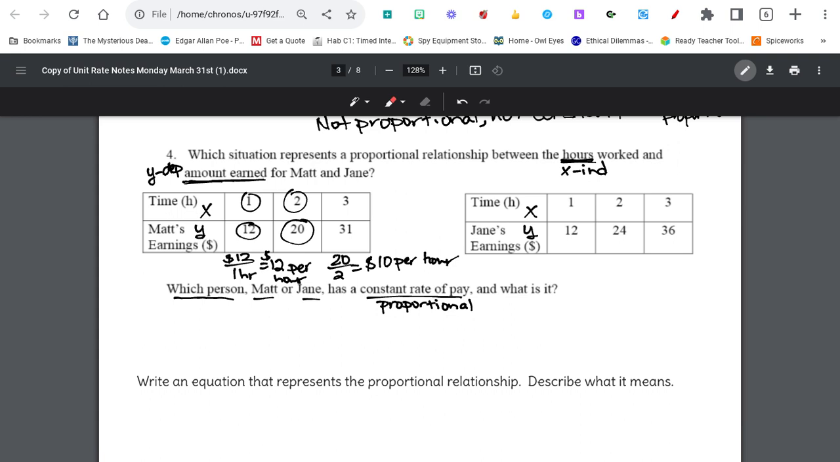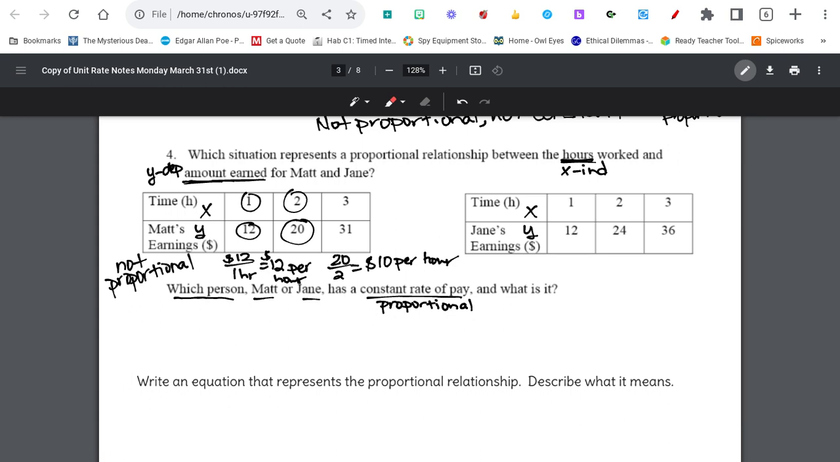All right, definitely Matt is not proportional because his rate of pay is not constant. Poor Matt is getting gypped. They dropped his pay $2.